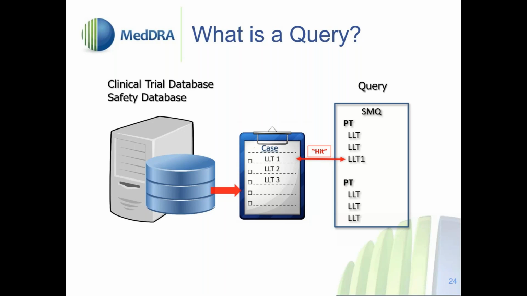Now, we said the coded data is usually at the LLT level, but for analysis, the query is built at the PT level. And that's perfectly okay, because the LLTs in your database are subsumed in any relevant PTs. So if a query retrieves a PT, it will also be looking for any LLTs subsumed under that PT to reach a hit or identify cases.